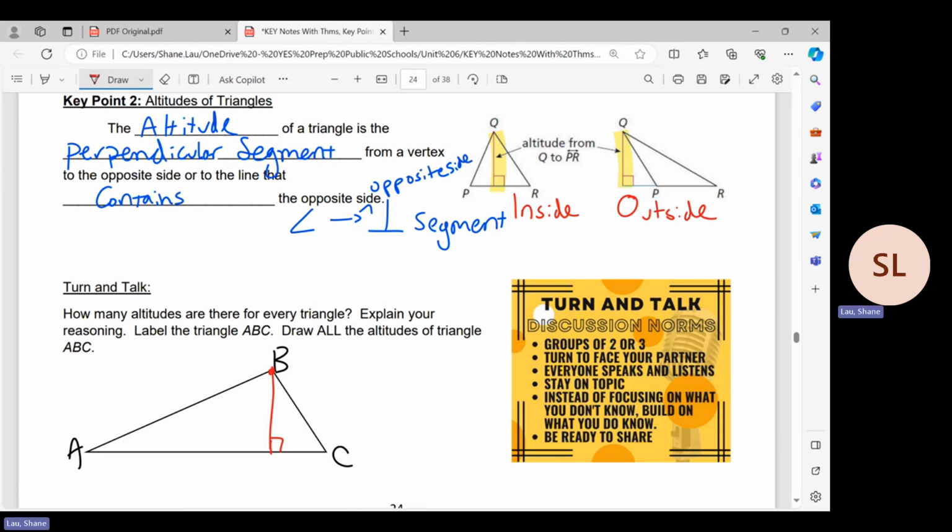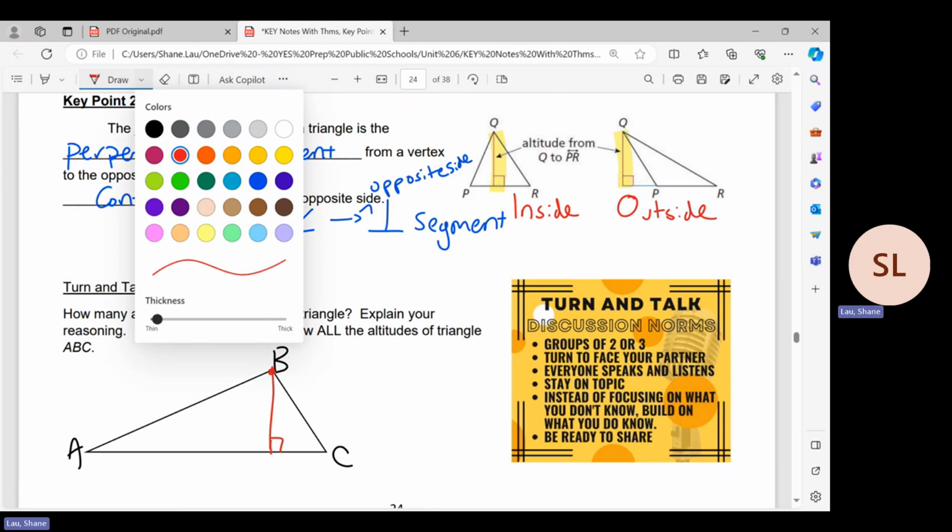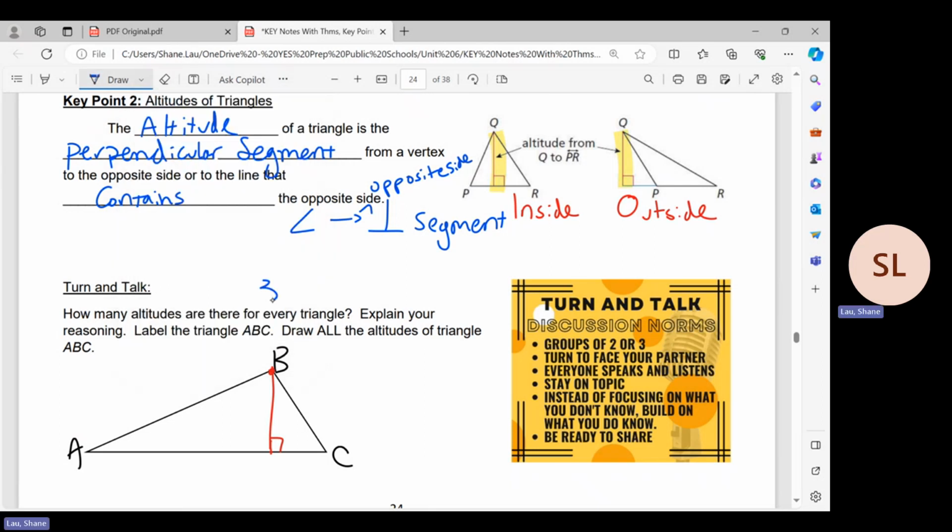But going back to the question that we have here in our turn and talk, it says how many altitudes are there for every triangle? And that's actually really simple. Don't overthink it. You still only have 3 altitudes.